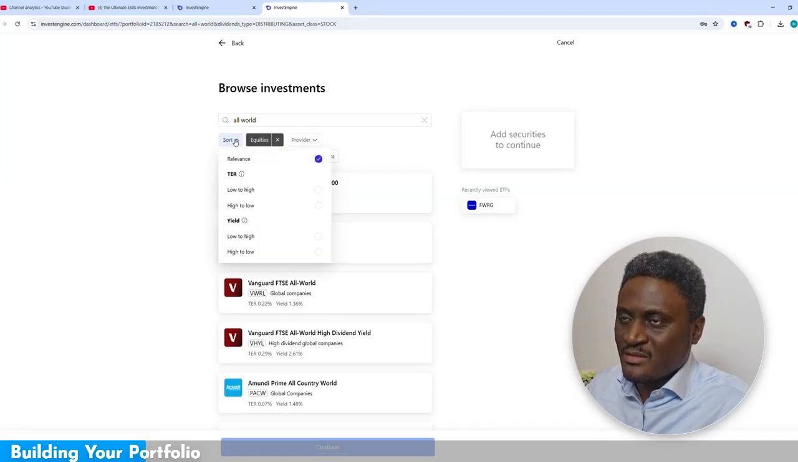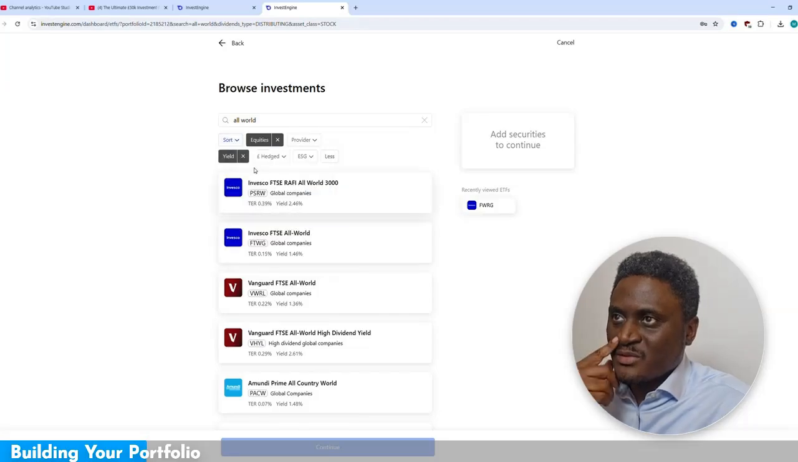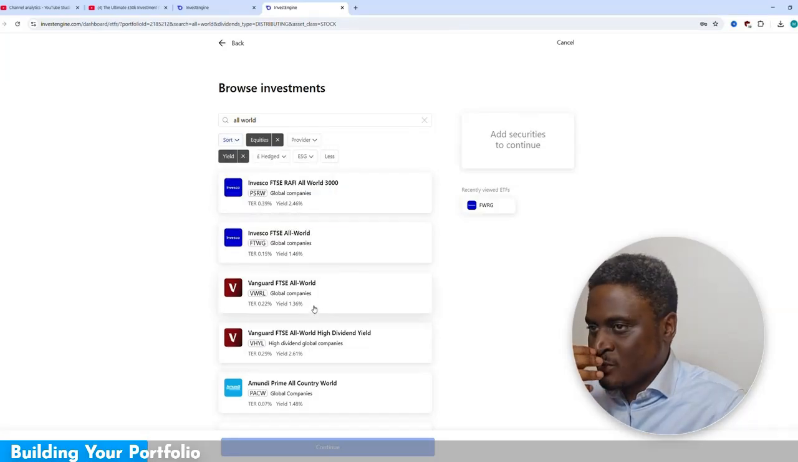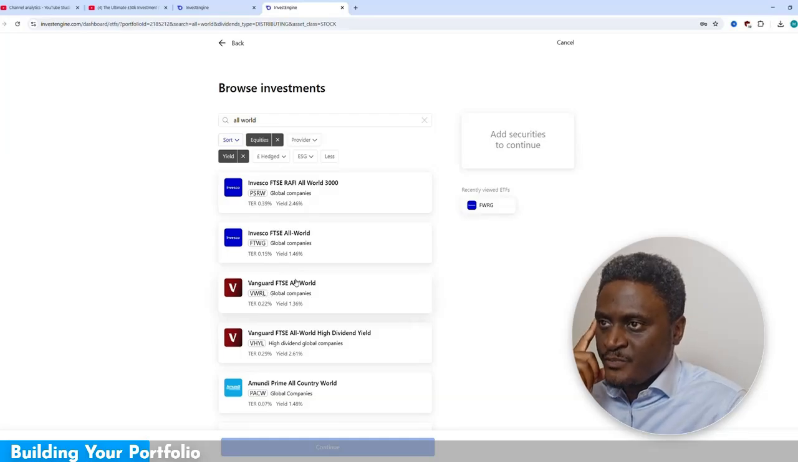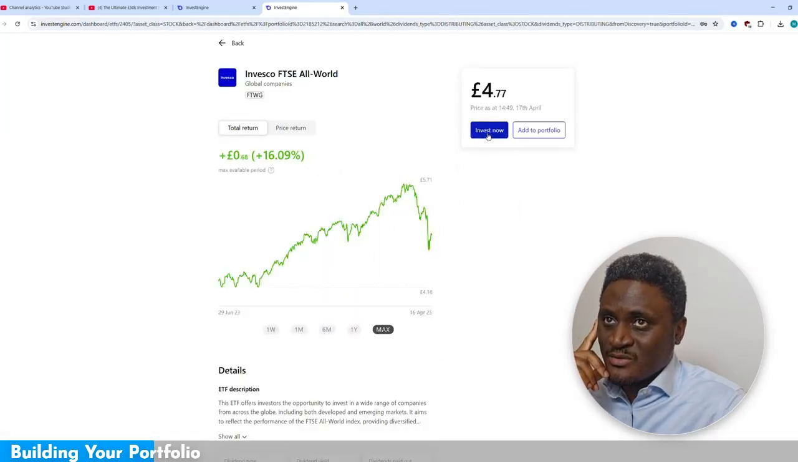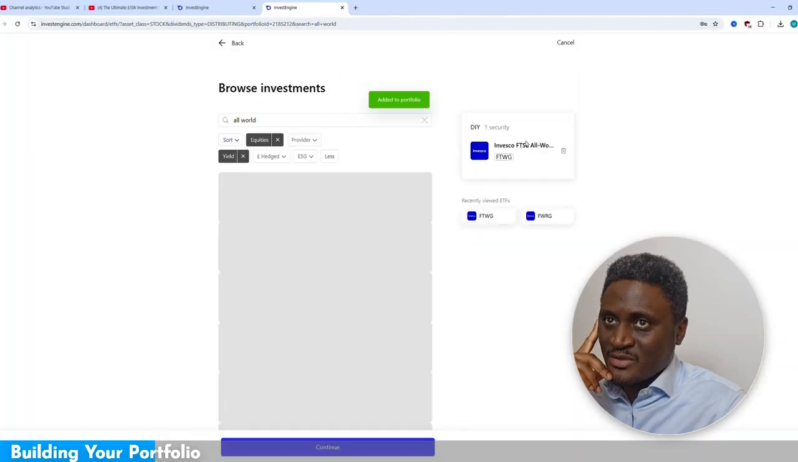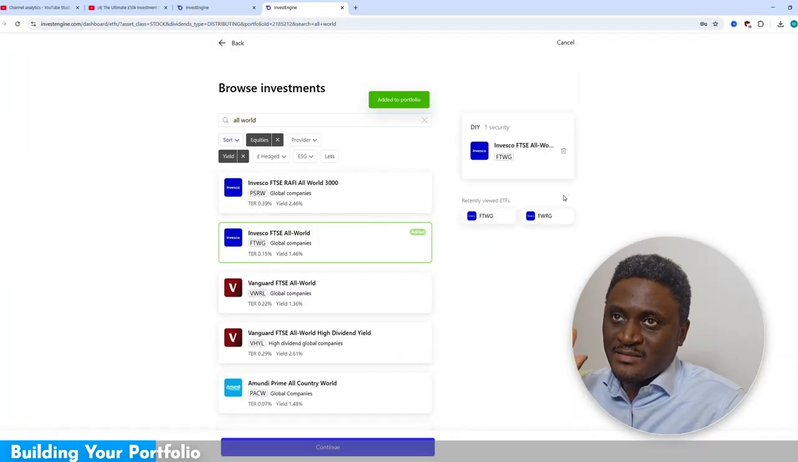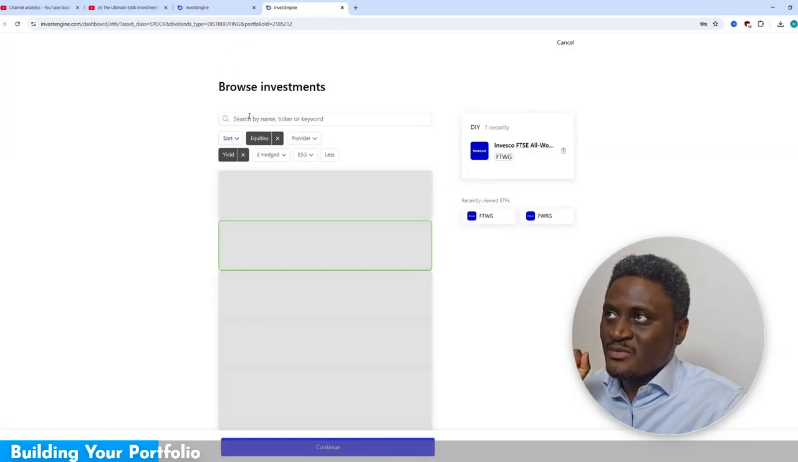So let's see. I'm looking for all world, right? You see, there are different types of all world, but what we're looking for is either Invesco or Vanguard. So it's one of these two. So let me go with the cheaper one that also says it has a higher yield. So I'll pick this one and I'll, not invest, add it to my portfolio. And that's it. I think that's fine. So I pick the Invesco All World. I pick the one with the higher yield that also has the higher growth. And I go to my portfolio.